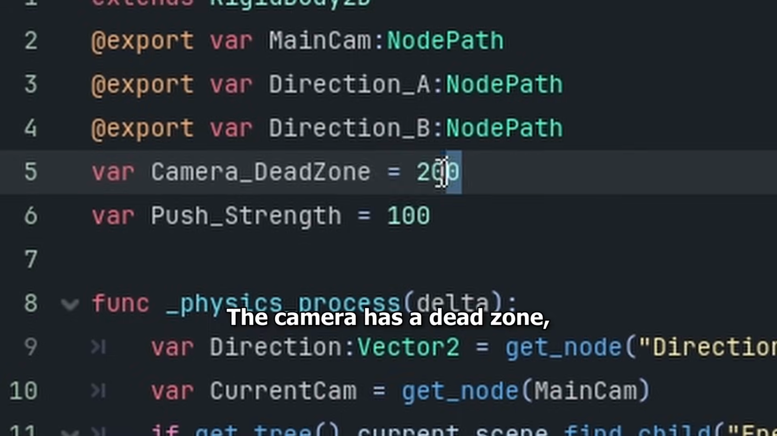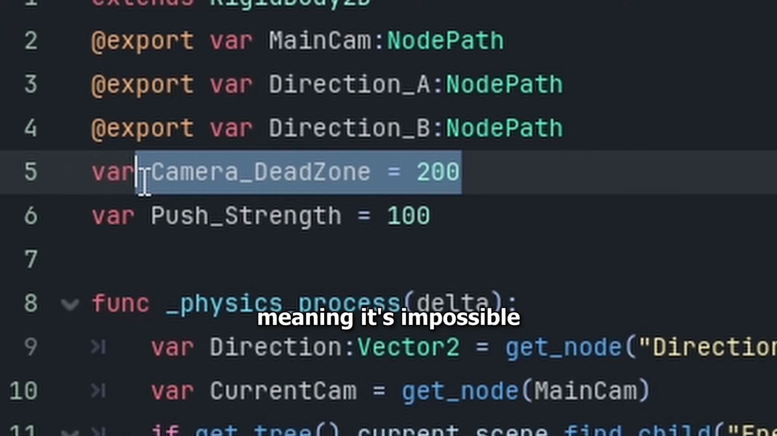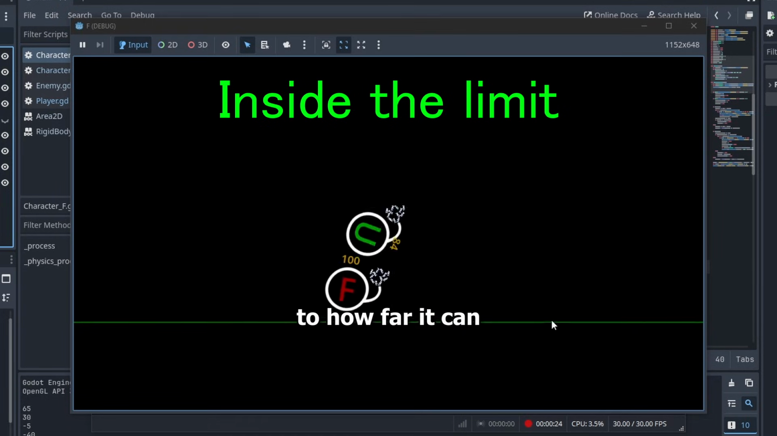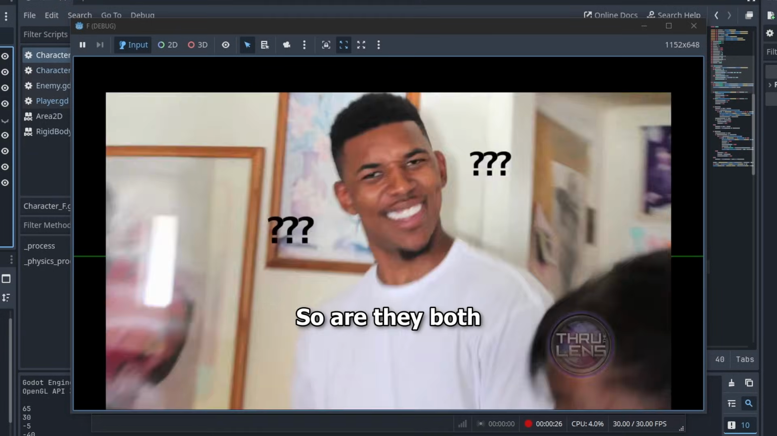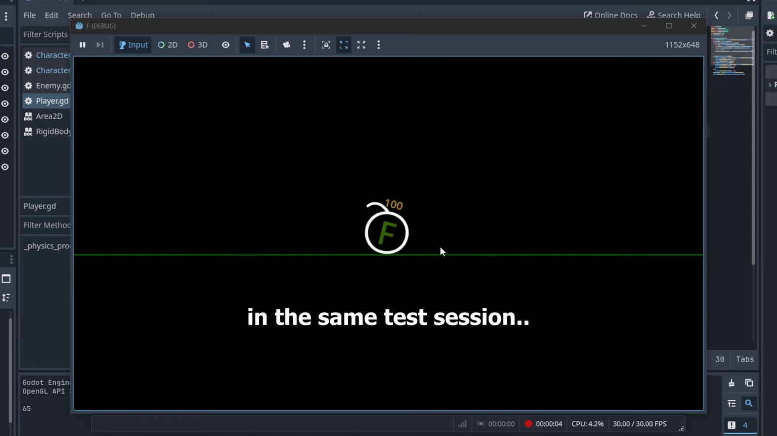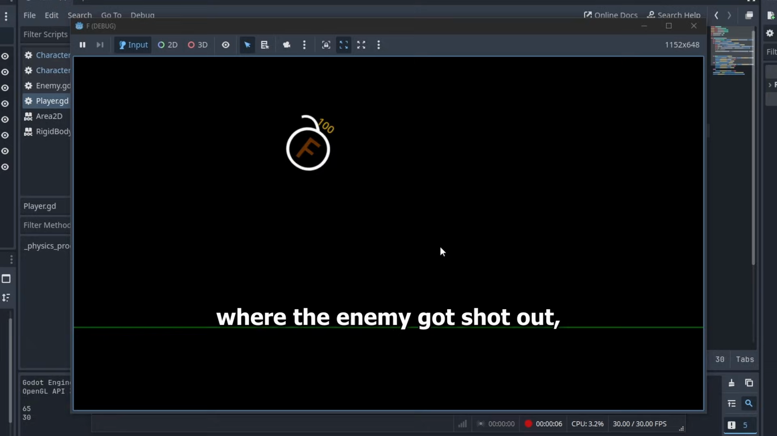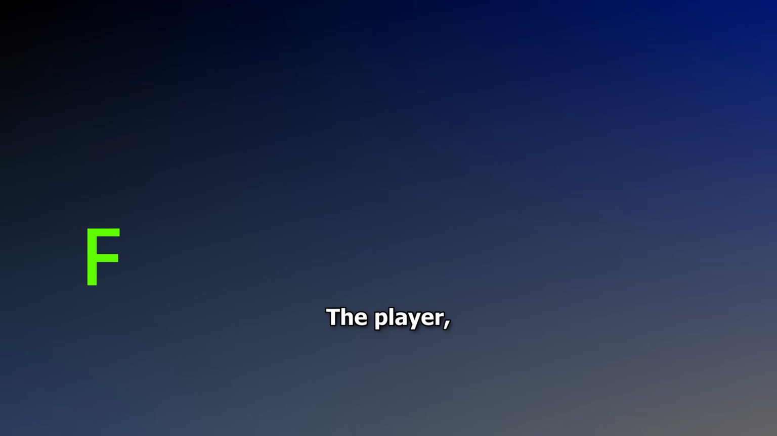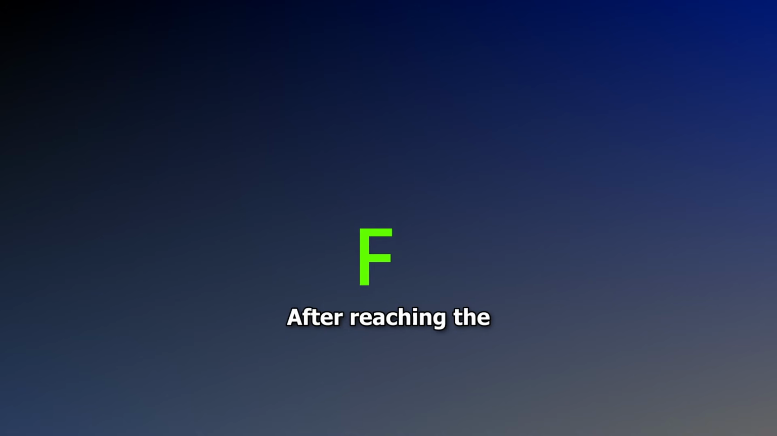This must be the issue. But wait, this isn't right. The camera has a dead zone, meaning it's impossible for it to follow the enemy far away from the player, because there's a limit to how far it can get away from the player. So are they both getting shot out? And in the same test session, where the enemy got shot out, this happened. The player got shot out after reaching the place that the enemy was at before getting annihilated. What is going on, bro?